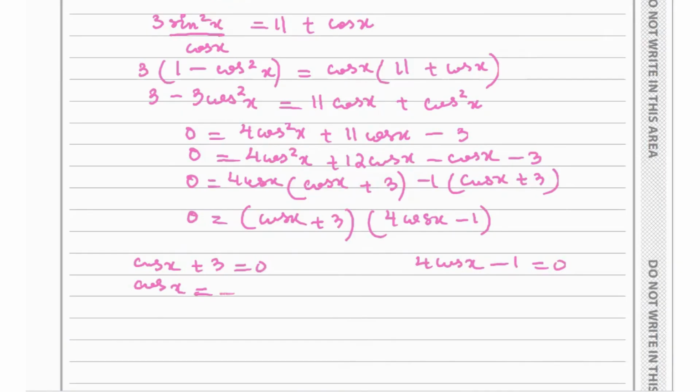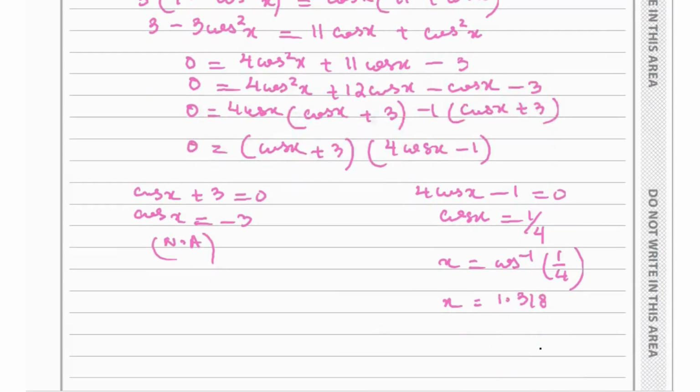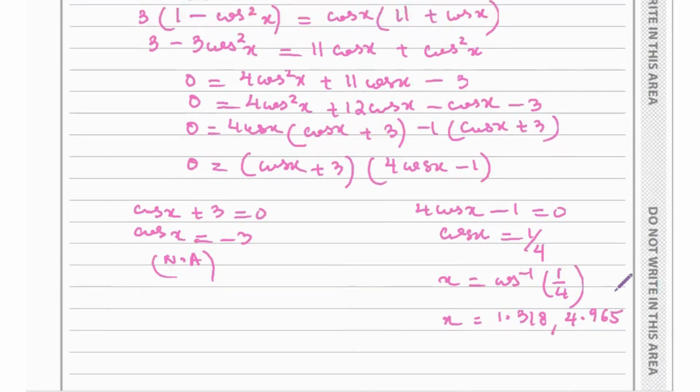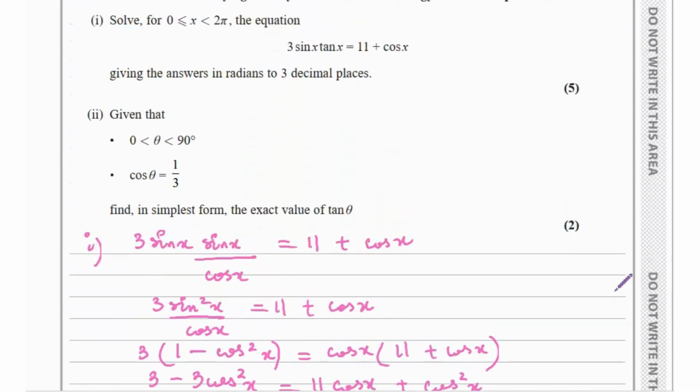Cos x equals -3. Cos x equals 1 over 4. So cos inverse of -3 is not applicable, so I'm not going to do that. But we can find cos inverse of 1 over 4, and that gives us a value of 1.318 in radians, and we get 4.965. These are the two angles, correct to 3 decimal places.